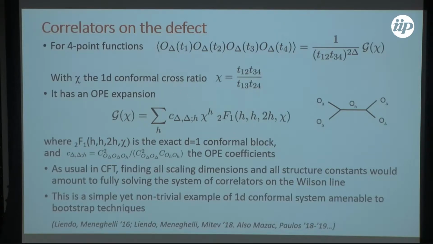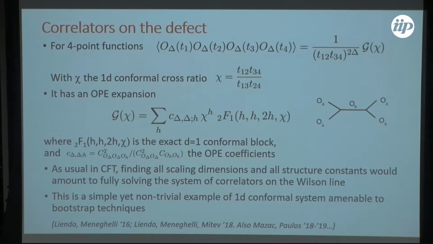And as usual, we expect that there is some OPE expansion, and this function can be expanded in conformal blocks. And here the conformal blocks are just these two F1 functions, which are the exactly known conformal blocks in one dimension. Okay, so as usual in a CFT, once you know this, you can extract the scaling dimensions and the OPE coefficients, and in principle, if you know all the scaling dimensions and OPE coefficients, you've solved the theory.